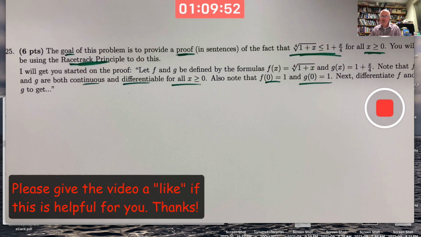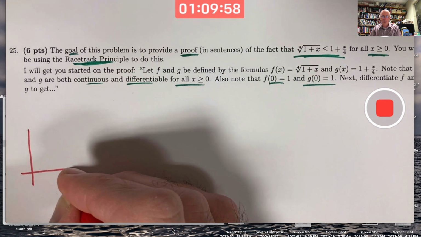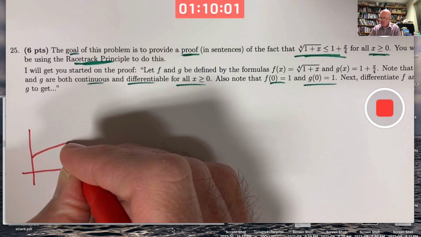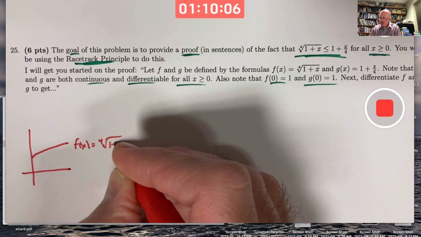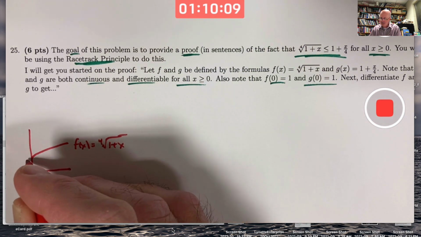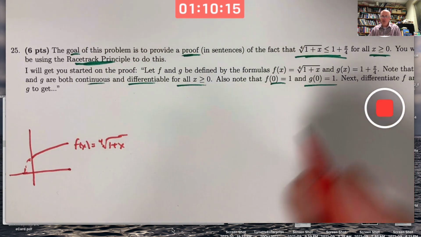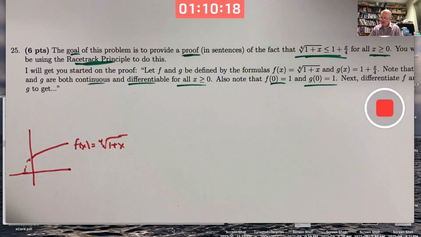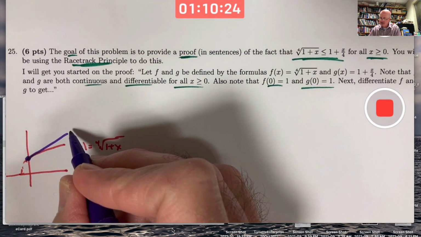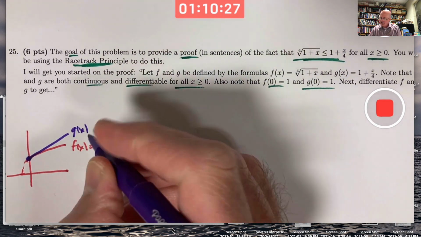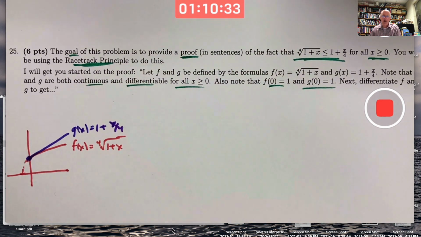How to finish it? And what's the intuition behind what's going on here? The intuition is, graphically speaking, if you graph f and g here, the fourth root of 1 plus x when x is greater than or equal to 0 has a graph that looks about like this. When x is negative, it looks like that. And 1 plus x over 4 is really the tangent line to this graph at x equals 0. And because the graph of f is concave down, the tangent line will be above it. Like that.